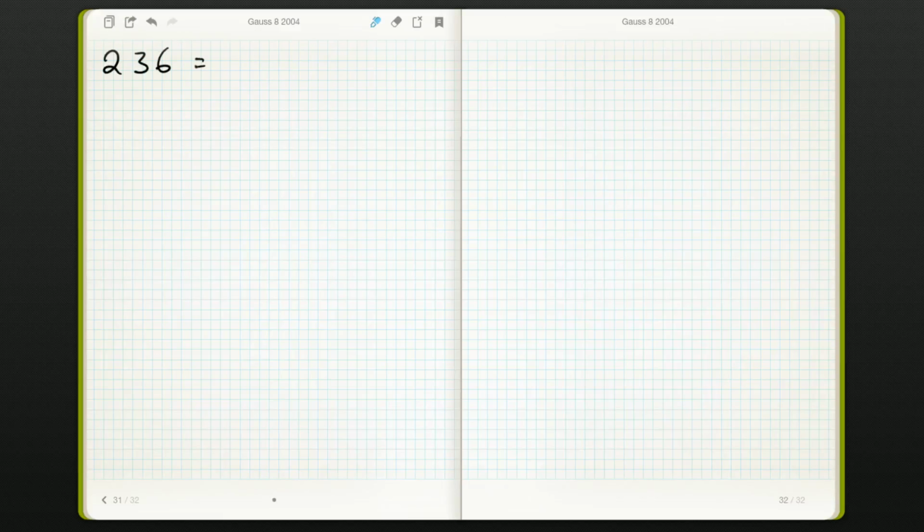236, what I'm really saying is 2 times 100 plus 3 times 10 plus 6. Technically times 1, although we don't often write that. Okay. Another way to say that, 2 times 10 to the 2 plus 3 times 10 to the 1 plus 6 times 10 to the 0. This is what we mean when we write out our numbers.